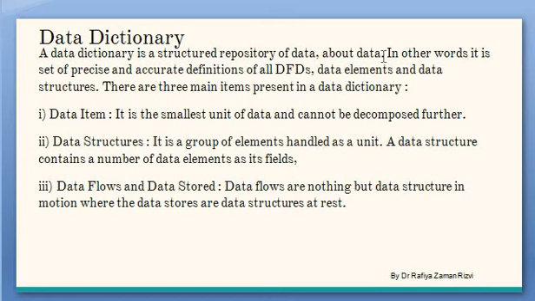Okay, in other words, it is a set of precise and accurate definitions of all DFDs, data elements and data structures. There are three main items present in a data dictionary. Okay, so what are the three items? Data items, data structures, and data flows and data stores. So I'll explain these in detail tomorrow.